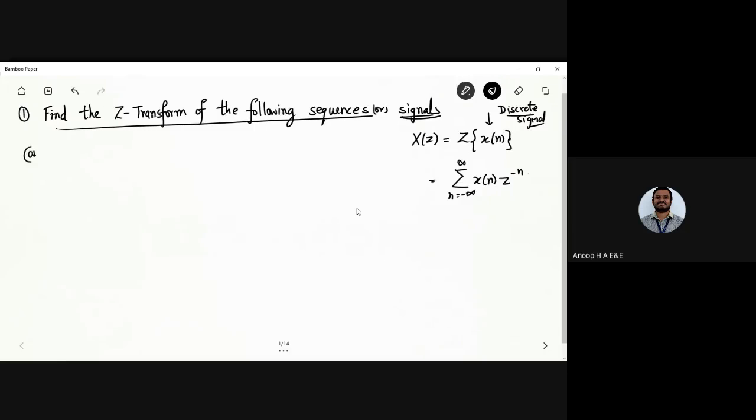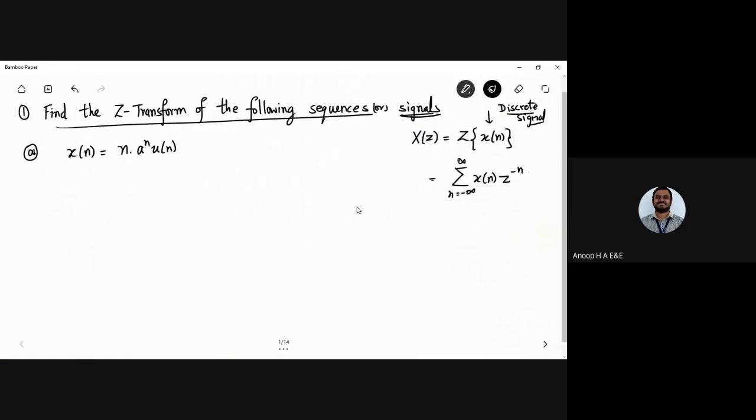So the first one, what comes to your mind? The first problem I'm giving you right now is X of n equals n times a power n u of n. So to arrive at the Z transform of this signal, X of n, that is X of Z, that is the Z transform of this signal. X of n leads to X of Z, which is an algebraic expression expressed in terms of Z. So now let me proceed to solve this problem.